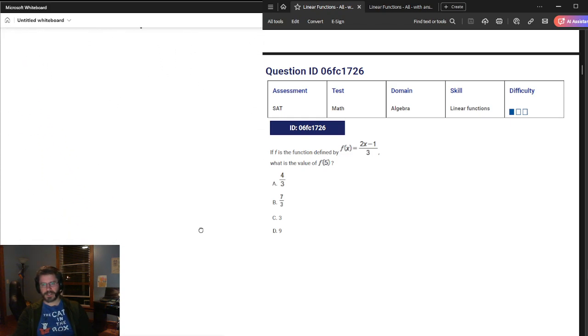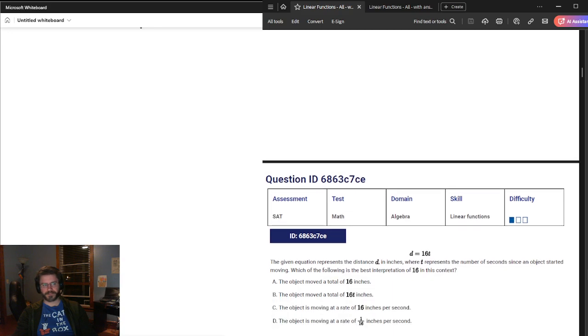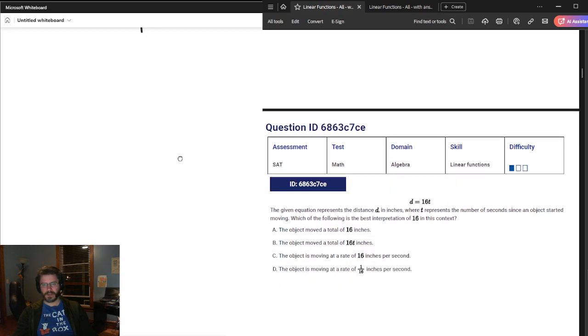Had some function notation going on there. Question number 9, ending 7CE. D equals 16t, so 16 is the slope. T is the number of seconds since the object started moving. Which of the following is an interpretation of 16?